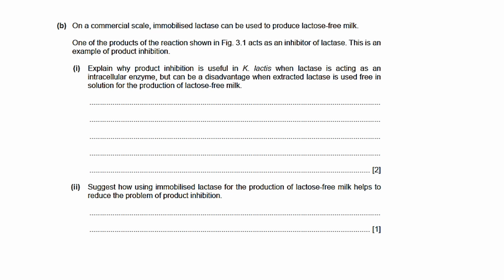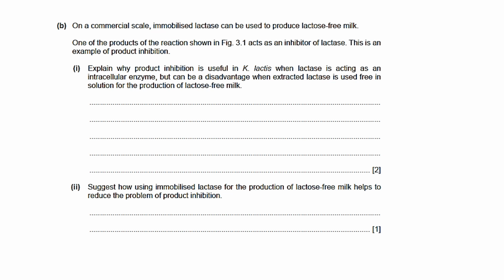On a commercial scale, immobilized lactase can be used to produce lactose-free milk. One of the products of the reaction shown in figure 3.1 acts as an inhibitor of lactase. This is an example of product inhibition. Explain why product inhibition is useful when lactase is acting as an intracellular enzyme, but is a disadvantage when extracted lactase is used free in solution for the production of lactose-free milk.